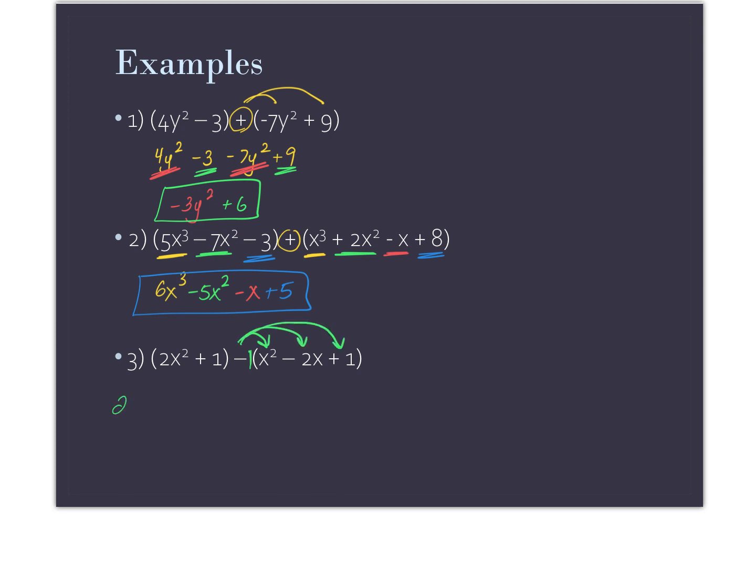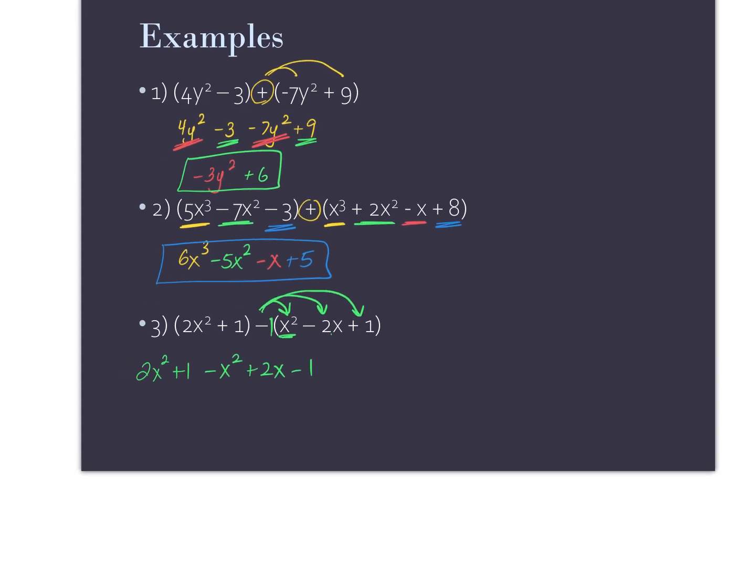So again, the first stuff stays the same. 2x squared plus 1, no problem. But then this, after the minus, I have to distribute that minus to every term. So instead of positive x squared, it's going to be minus x squared. Then I'm going to do -1 times minus 2x, which is plus 2x, and -1 times positive 1, which is -1. And so once I've distributed that minus, now I can start again by trying to combine my like terms.